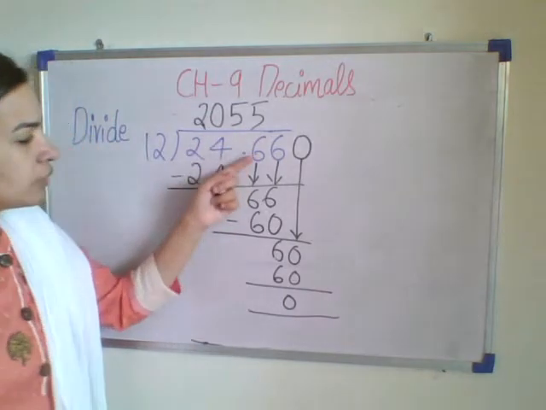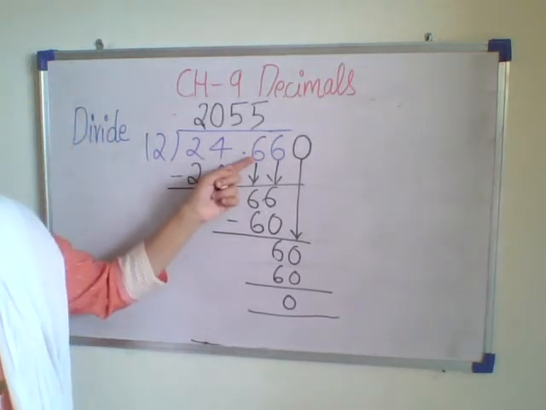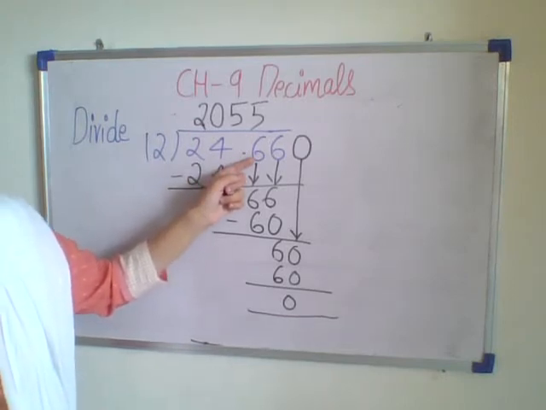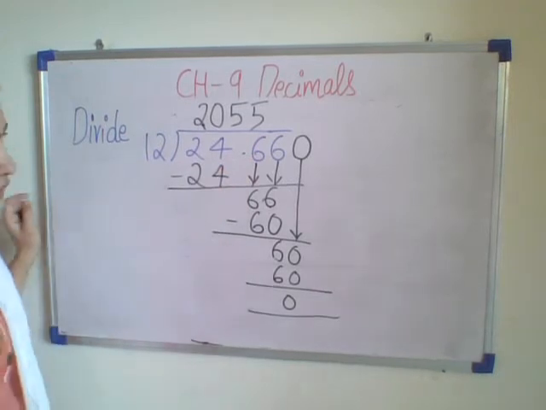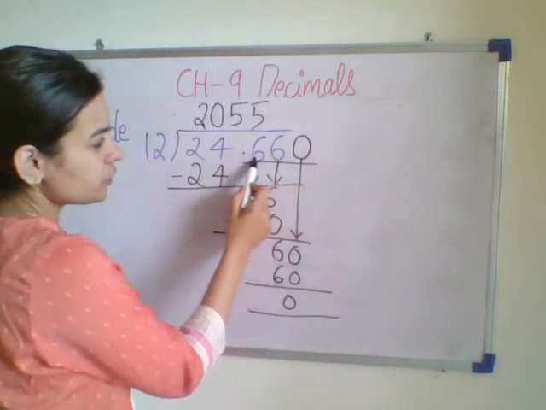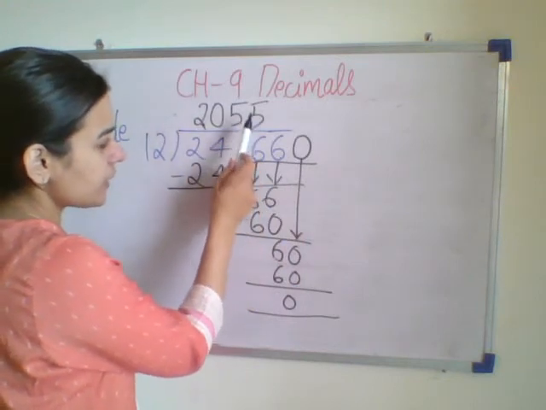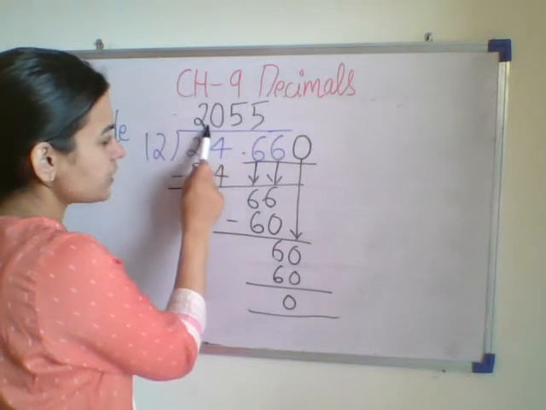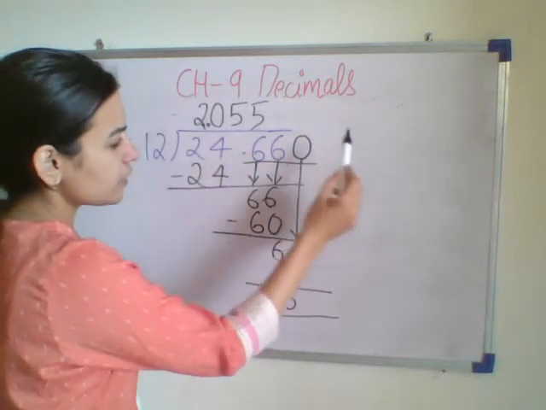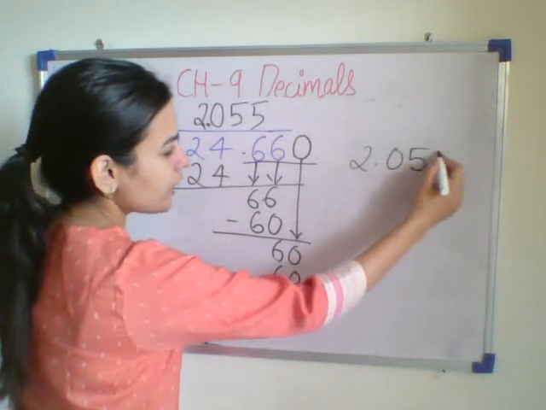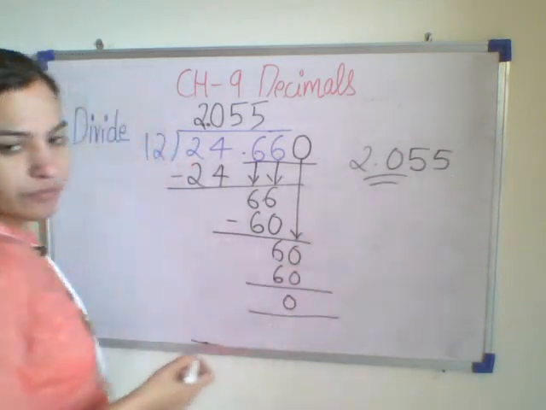Now after how many digits will you put the point here? You will be putting the point after 3 digits, because here you can see 3 digits are there, 1 2 3. So I will be putting a decimal after 3 digits, 1 2 3, and I will be putting a decimal here. So what is my answer? It is 2.055. This is my final answer.